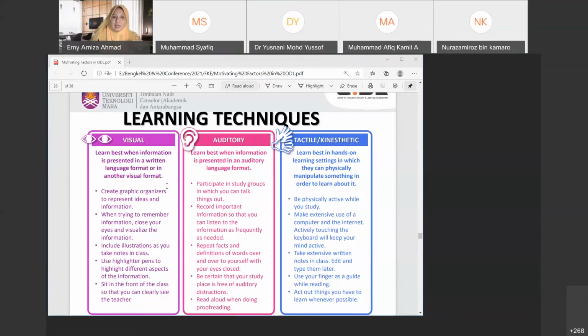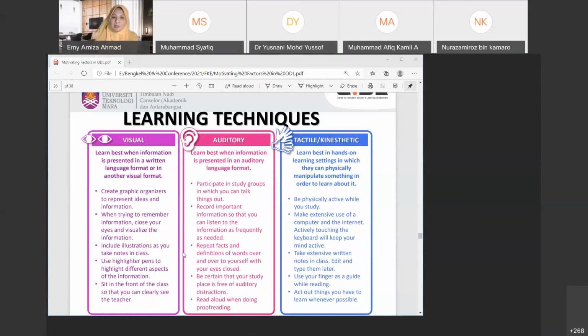Right. And then record important information so that you can listen to the information as frequently as needed. Kalau kata sekarang ODL ni memang this is the best learning technique for you lah sebab banyak sangat online video yang lecturers buat kan. Right, so boleh dengar banyak kali. In fact, kalau kata madam punya kelas pakai Telegram pun kan, Telegram ada voice note kan. So I will record, make my lecture in form of voice note. So students dia akan dengar sampai dia faham. Dia akan ulang. So they will learn at their own pace lah. Dia akan dengar sampai dia faham.